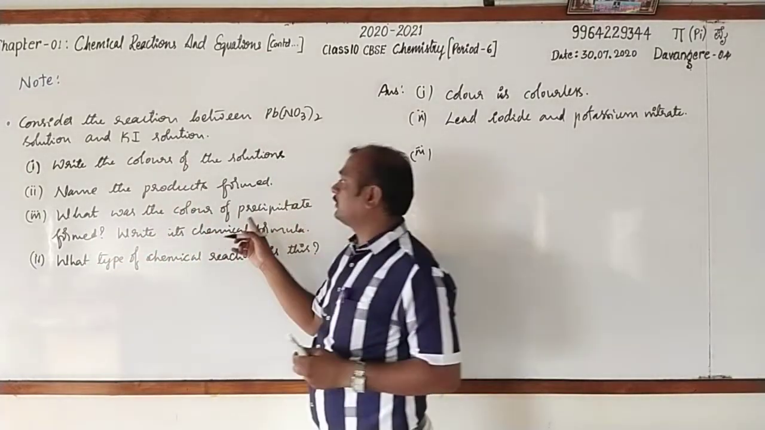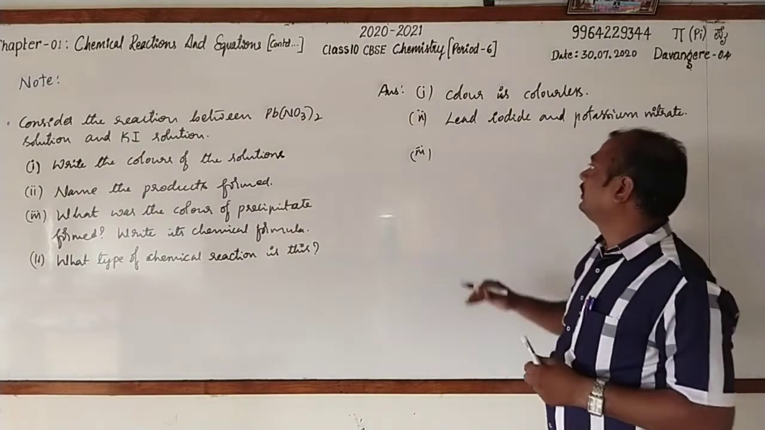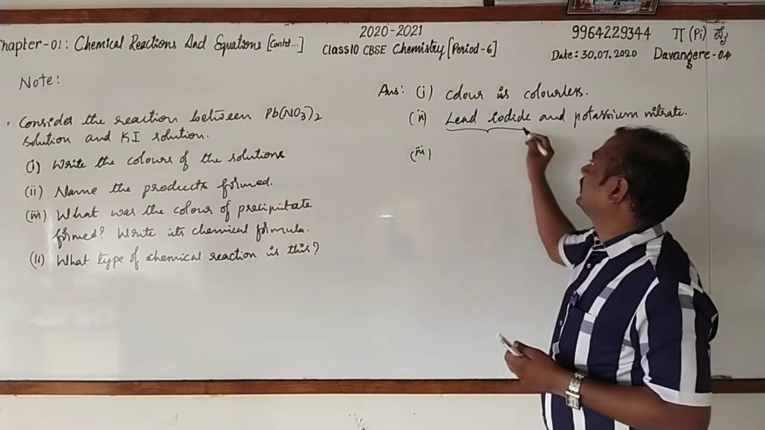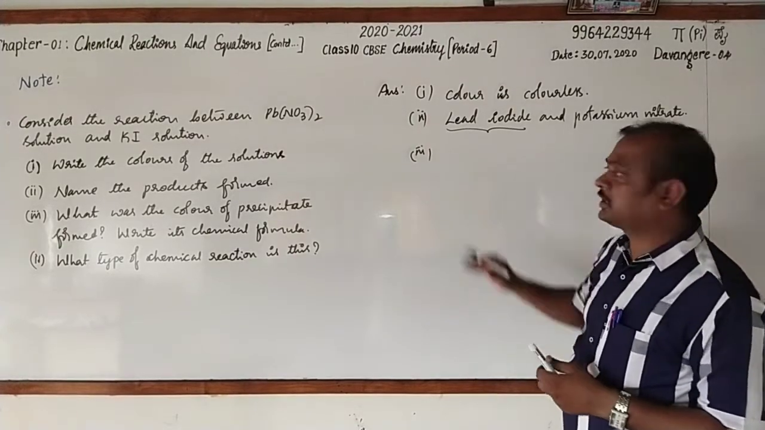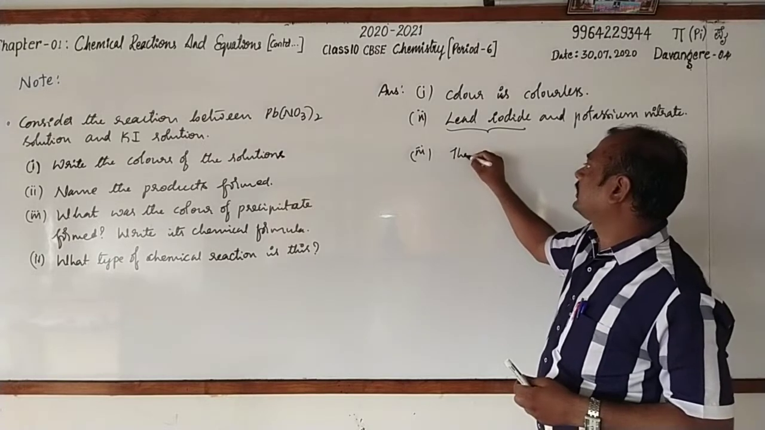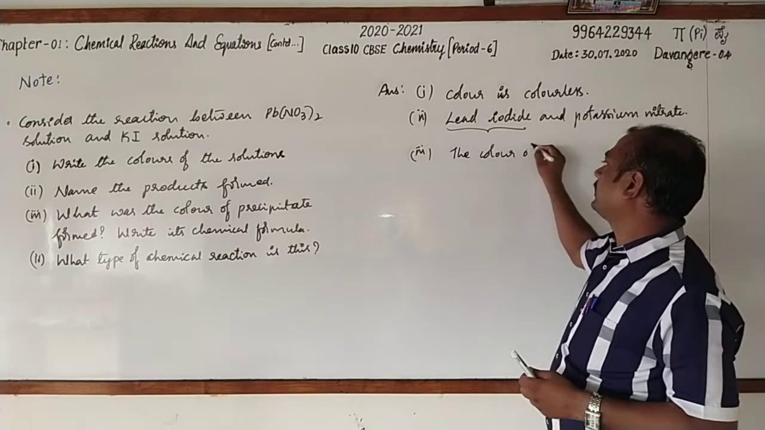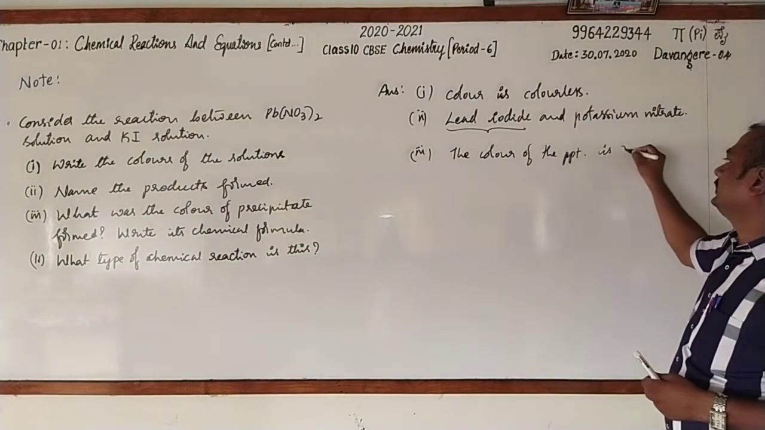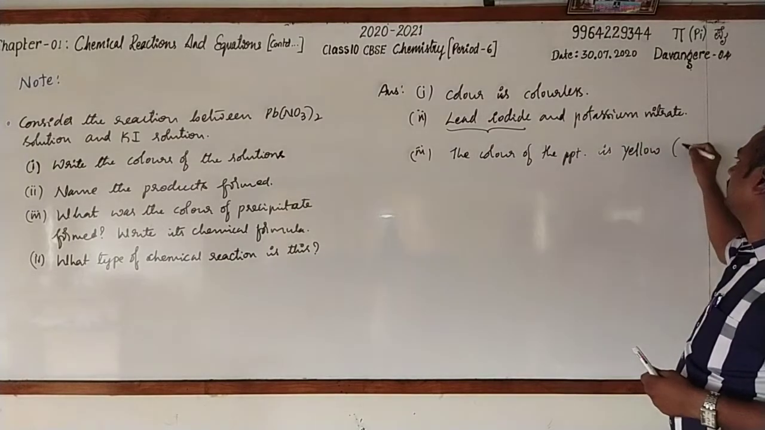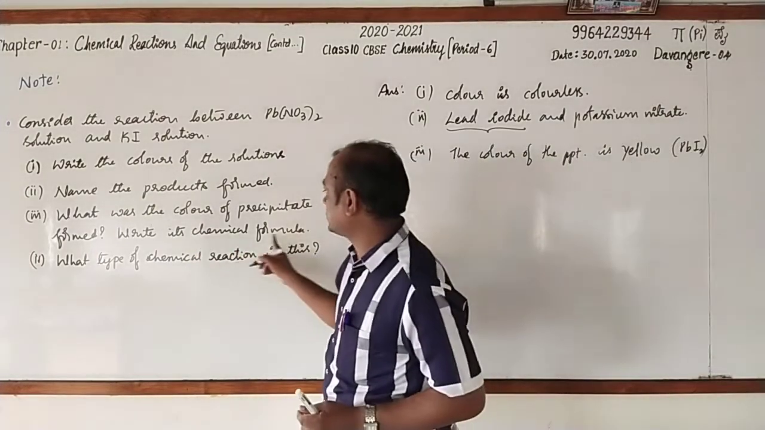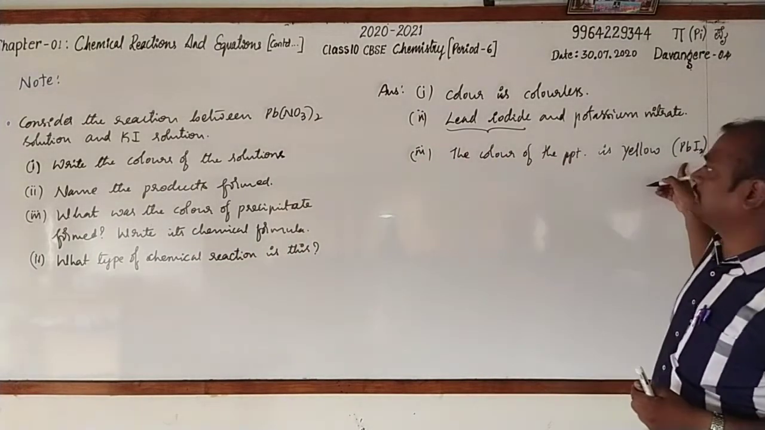Next, the third sub question is, what was the color of the precipitate so formed in these two? Which is the precipitate? The precipitate is lead iodide. The color of this lead iodide is yellow. The color of the precipitate is yellow. Which is that? Lead iodide, PbI2. Write its chemical formula. We have written PbI2.